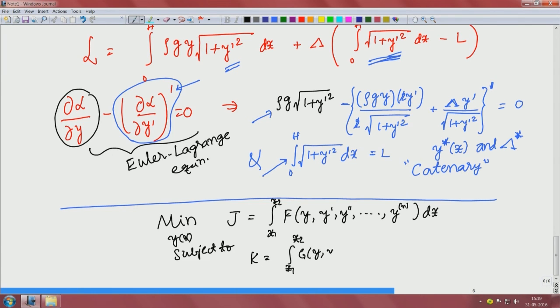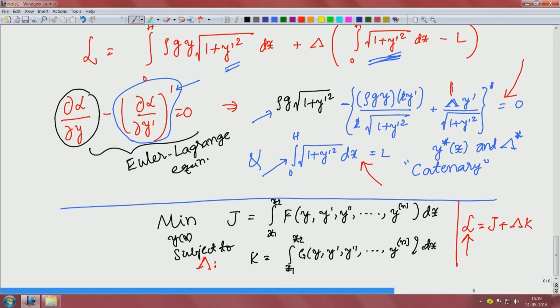So, the integrand here can be y, y prime, y double prime, and the nth derivative of y, dx, if we have something like this. So, here we should not forget to put this lambda, which is the Lagrange multiplier. We write the Lagrangian. So, the Lagrangian, if you say again, is L equals J plus lambda K, and write the Lagrange equation for the Lagrangian directly and the boundary conditions. If you write all of them, you get the answer. The answer here is arriving at the differential equation and the constraint, like we have for the catenary problem, that is the differential equation. And this is the constraint to solve for this lambda.